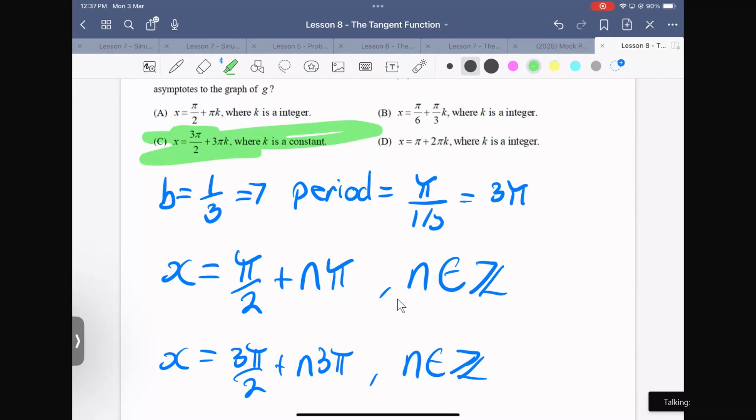It says on C that K is only a constant, not an integer. So are you misreading that? Yeah. Then how do you integer? It would have to be an integer. That's a mistake. The rest of them say integer. Yeah, sorry about that one.